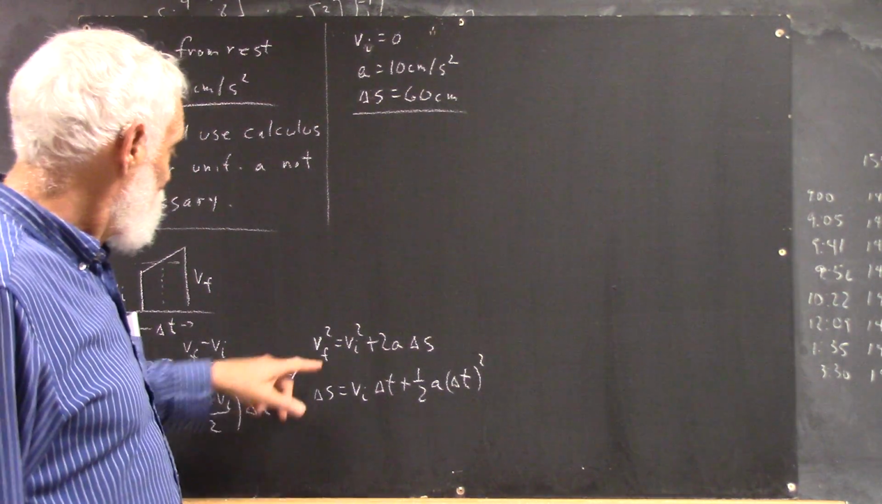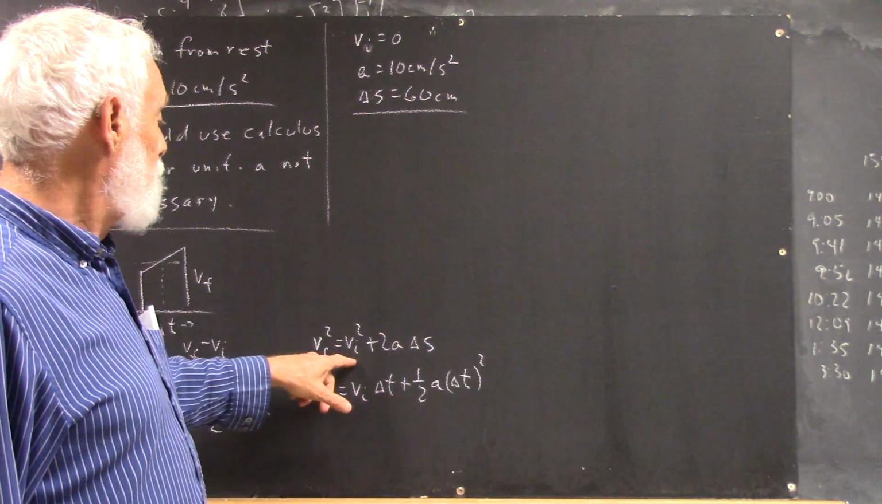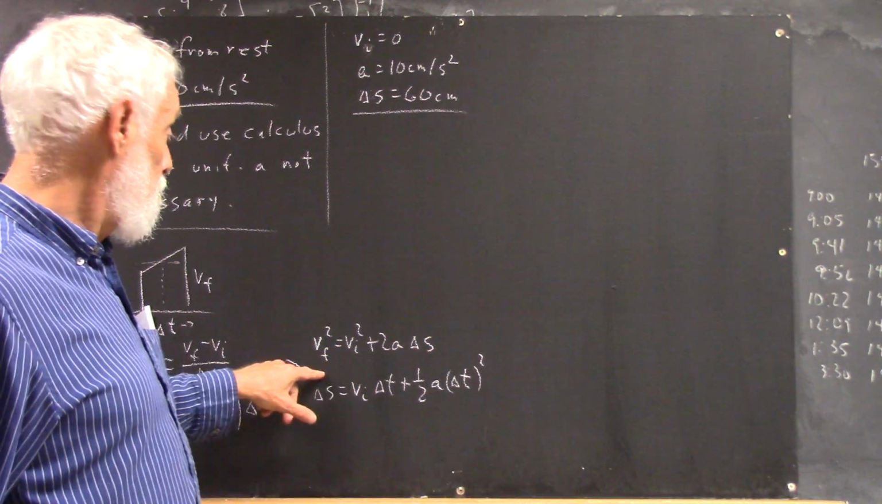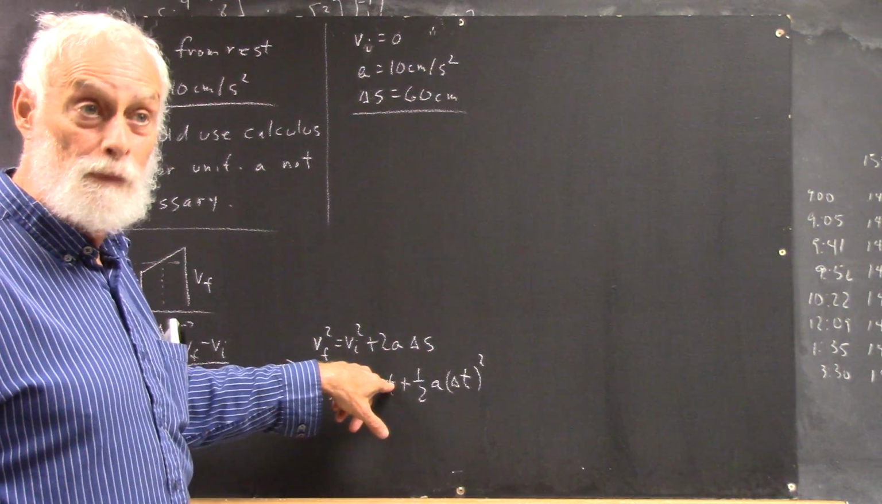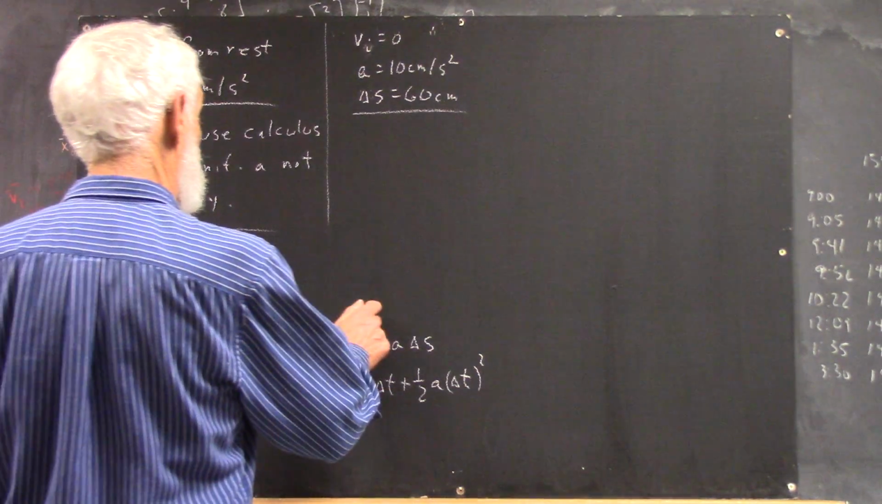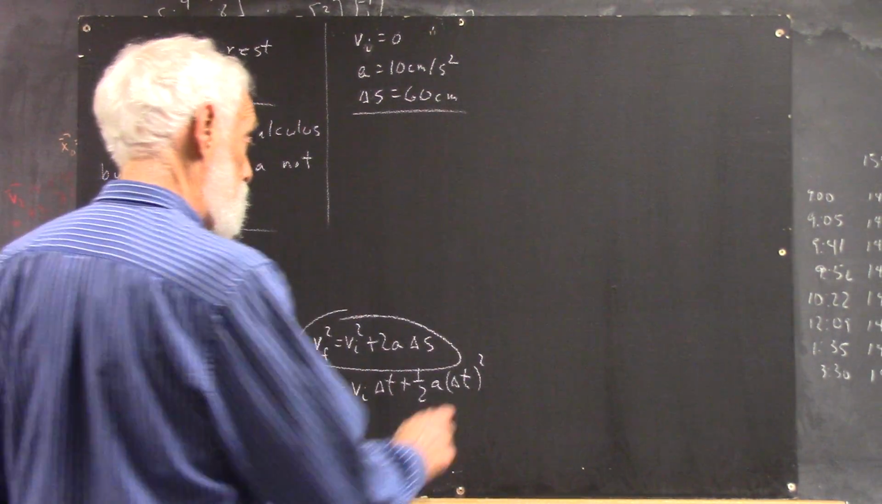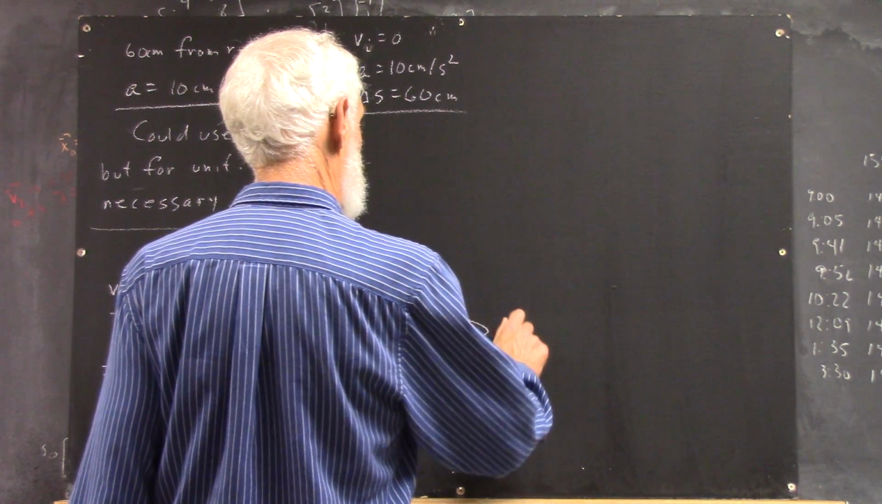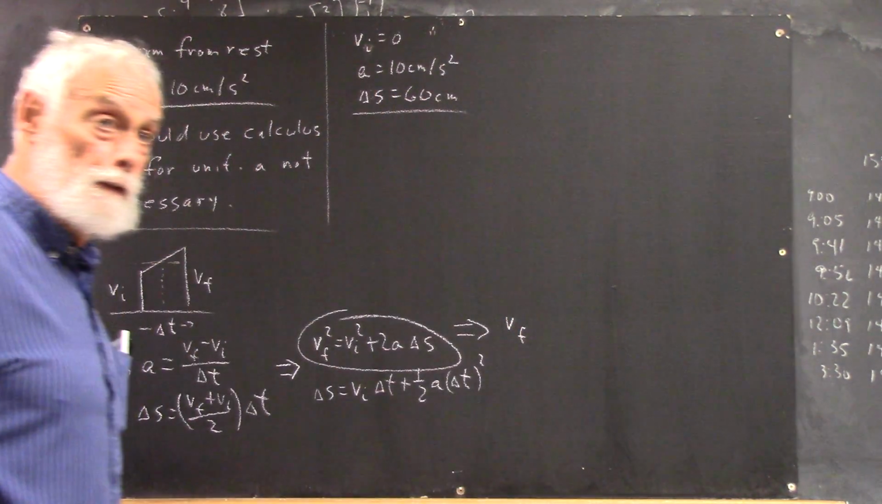Okay, so if we go here, what do we got? We got VI, we've got A and delta S. Oh, look at that. We got three of them, right? So we can use this equation. And from this equation we get VF, right?